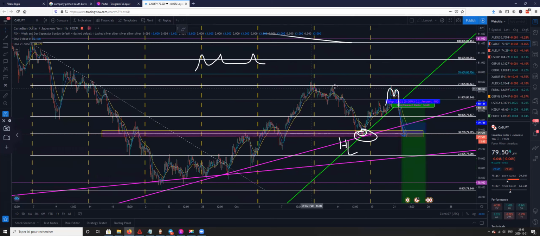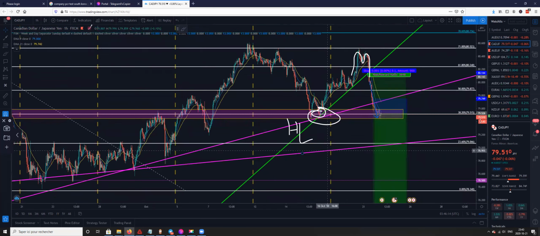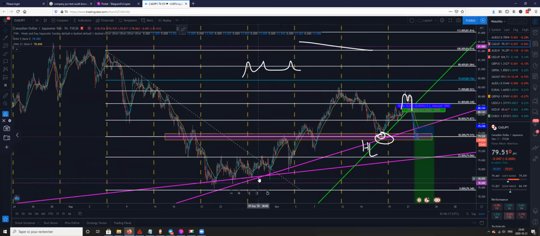And you see, this one was 61.8% Fibonacci on an uptrend. We break the trend line. So yeah, for me, it's a good short sell, right? So yeah, you have the high, you have the low.